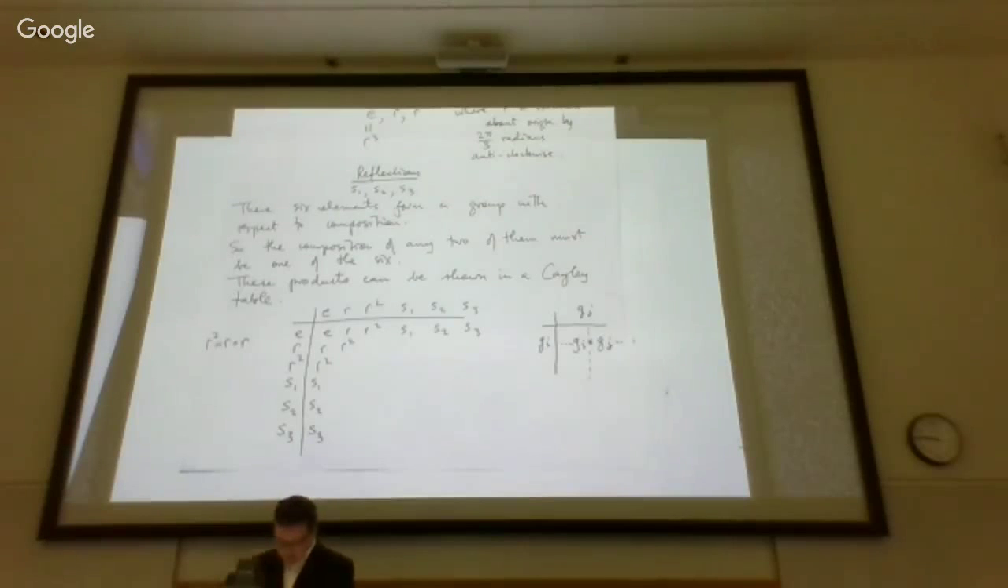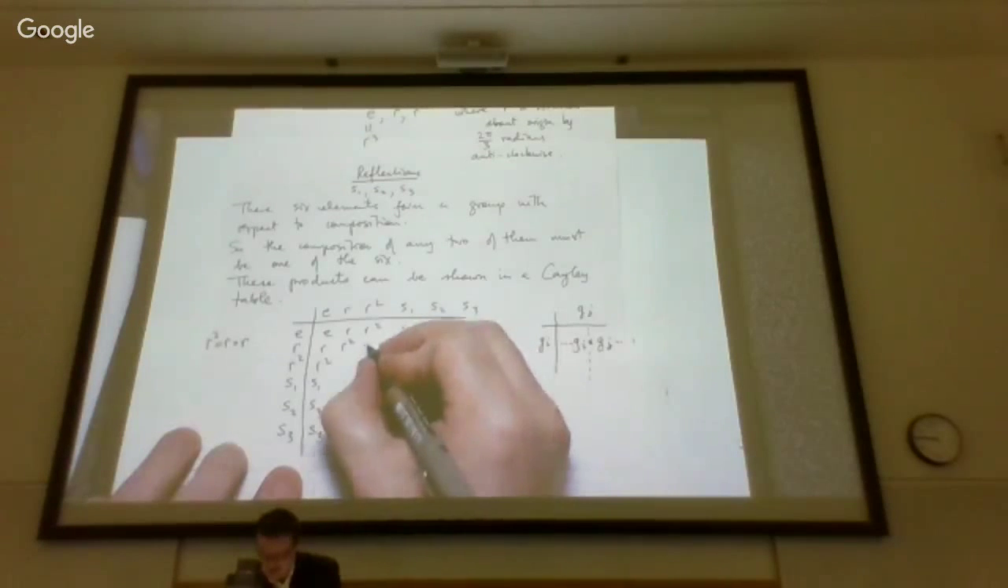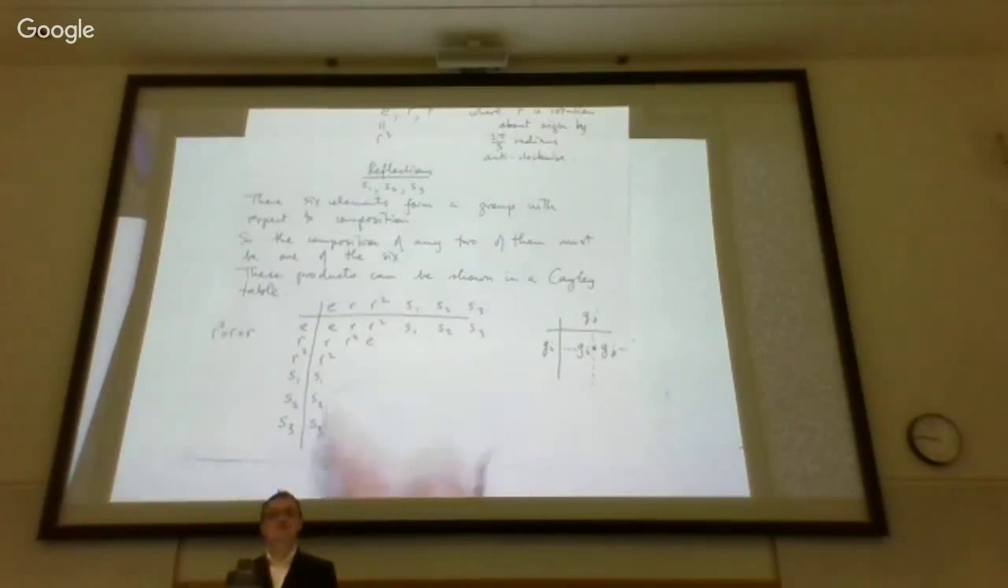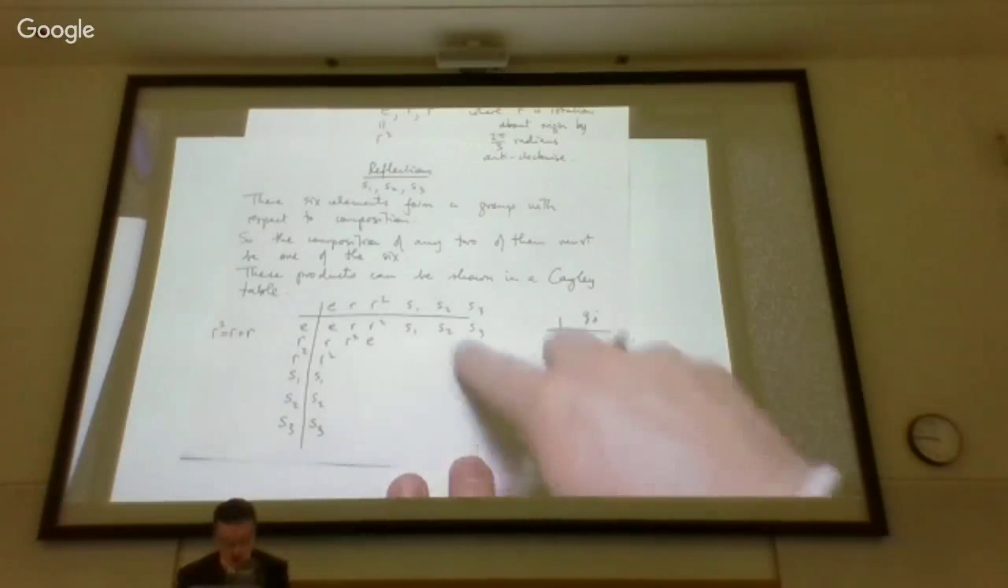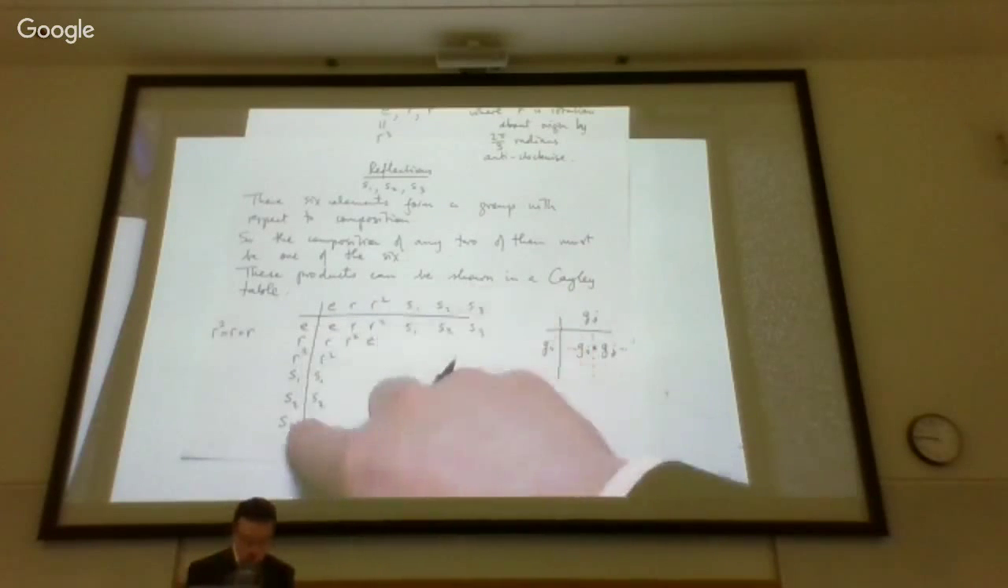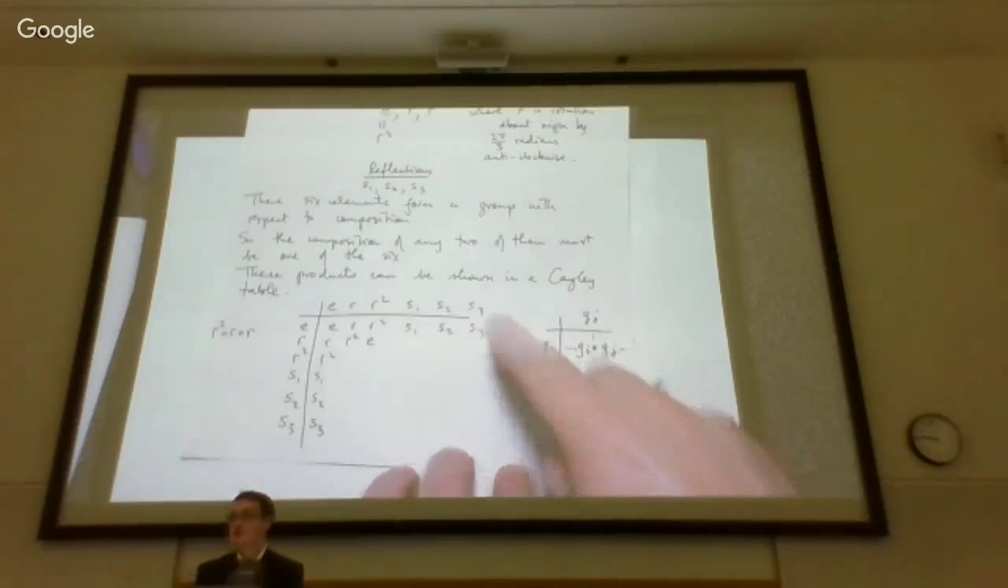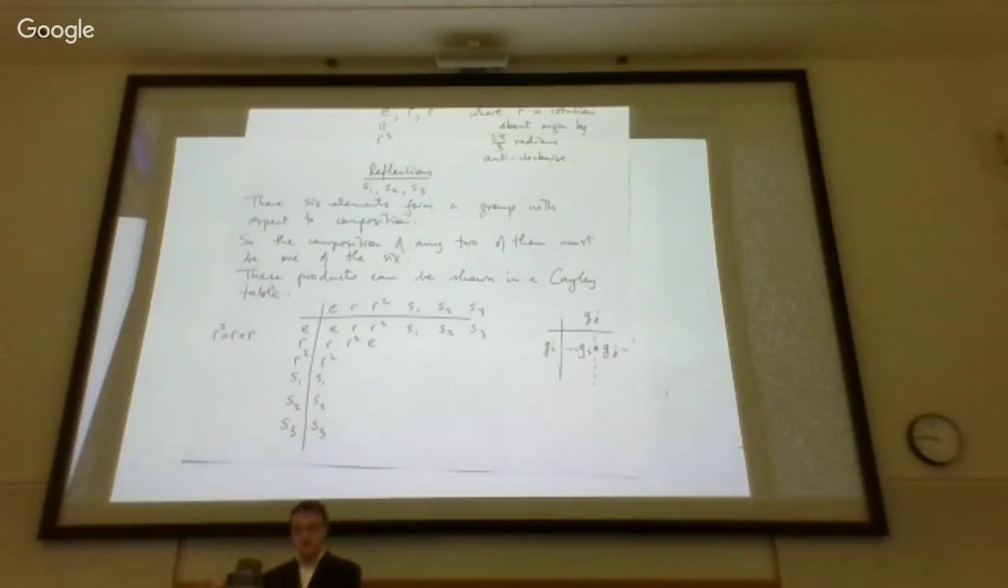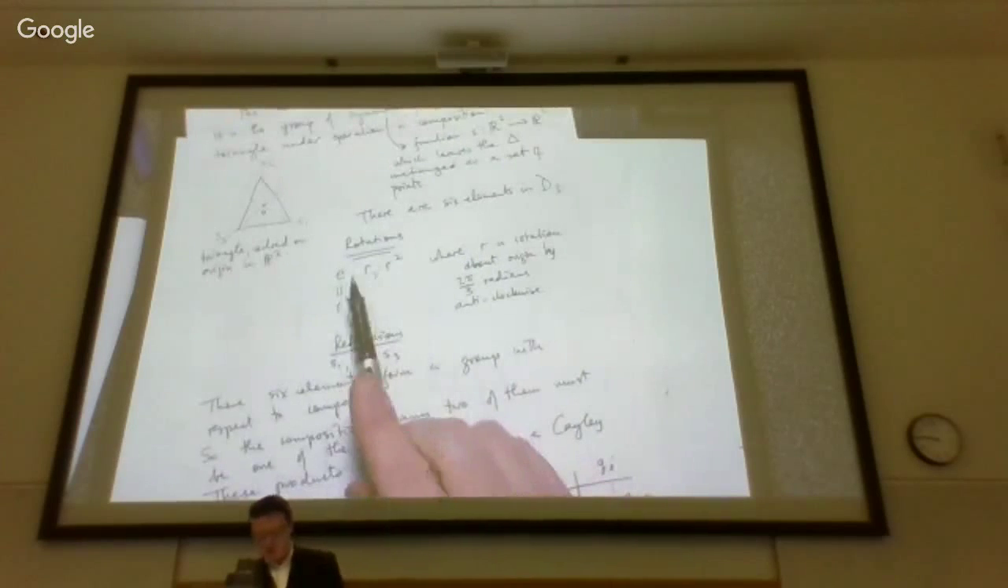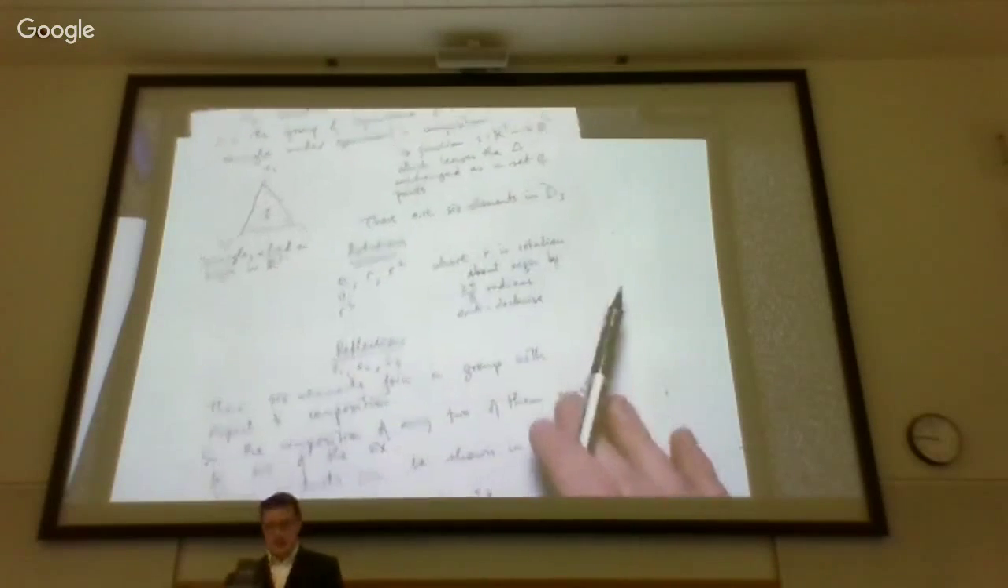So what do you get when you compose R and R squared? R cubed, or not 3R, or E. We've agreed to call R cubed E. See, this is the idea. All the entries in the table should be one of the 6 elements, shouldn't they? So when you compose 2 symmetries, you get a symmetry. So R cubed is correct, but we've got the name E, the identity, for that.